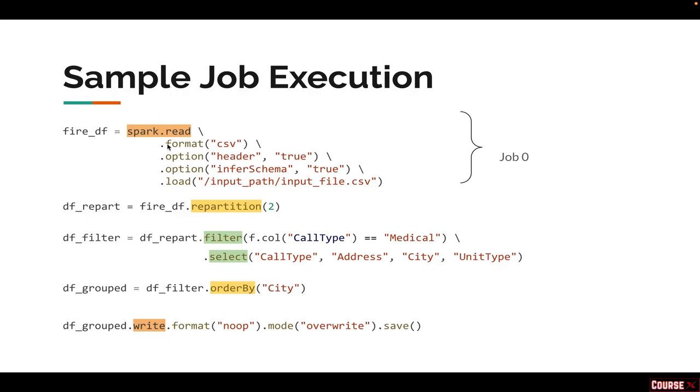And the next one will be the subsequent steps. That means this repartition, filter, order by, and write. Because after this spark.read, the next action is this write operation. So after this job 0, whatever operations we are doing, that will be included in job 1. Spark will divide this code into two jobs because we have two actions.